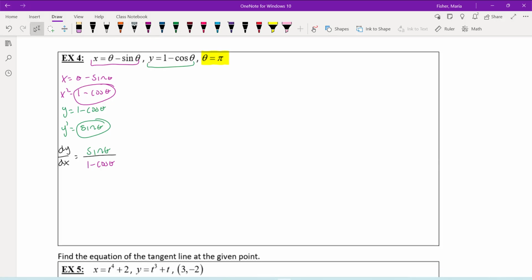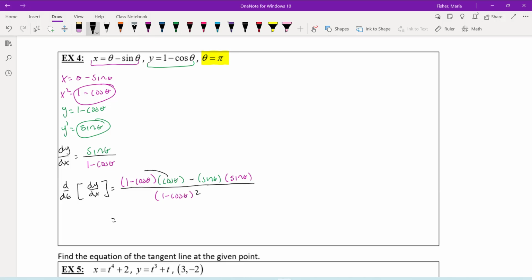Now I need to find the second derivative. In order to find the second derivative, I first need to find the derivative with respect to t of dy/dx. Well, that is going to need the quotient rule. So let's do the quotient rule on this. It's the bottom times the derivative of the top. Well, the derivative of the sine is the cosine, minus the top, which is the sine, times the derivative of the bottom, which in this case is going to be sine of theta again, all over the denominator squared, which is that 1 minus the cosine of theta quantity squared.